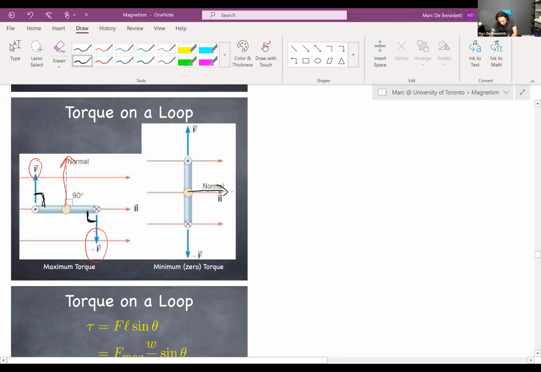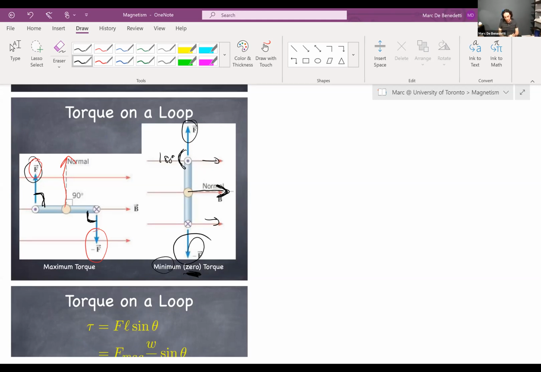Similarly, when the face of the loop is parallel to B, or when there's a maximum magnetic flux, the force is still up, the force is still down, but here the angle is 180 degrees, and sine of 180 is 0. So here it's not only a minimum torque, it's specifically 0 torque. So then you're asking yourself, Mark, if there's 0 torque, how is it a motor? Motors spin. If there's 0 torque, how do they spin?